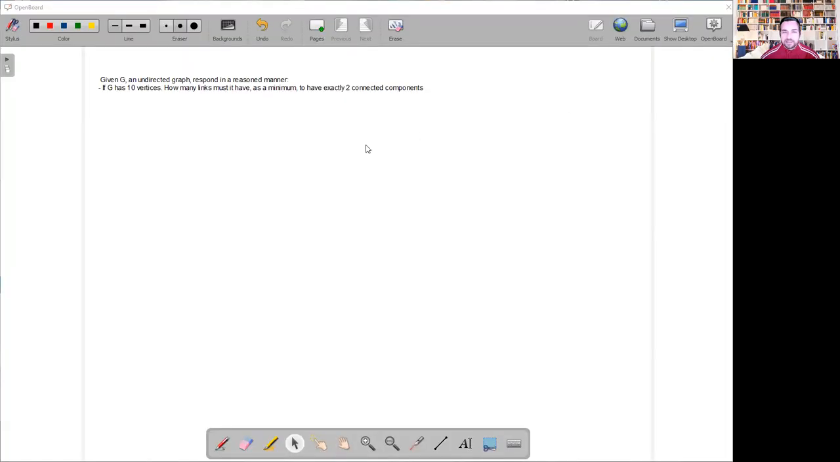And this is the exercise that we have for today. Let's read it. It says, given G, an undirected graph, respond in a reasoned manner. If G has 10 vertices, how many links must it have as a minimum to have exactly two connected components?